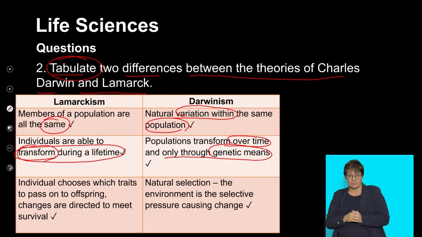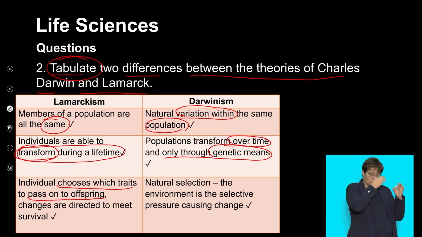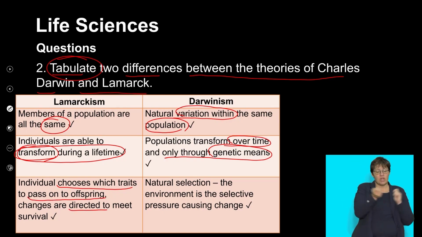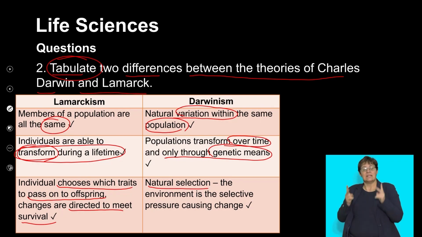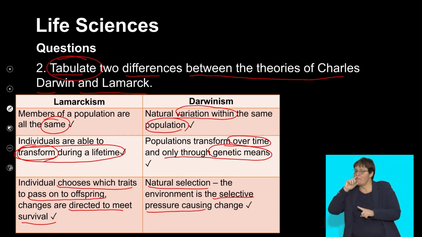We also note that individuals choose which traits to pass on to the offspring, and changes are directed to meet survival. And that's what Lamarck said, that it was an intentional process, that individuals changed to suit the environment. However, Darwin mentioned that natural selection favored individuals and that there was a selection pressure causing change and individuals to become different. Right.